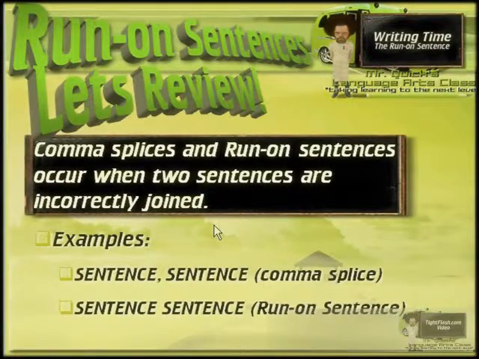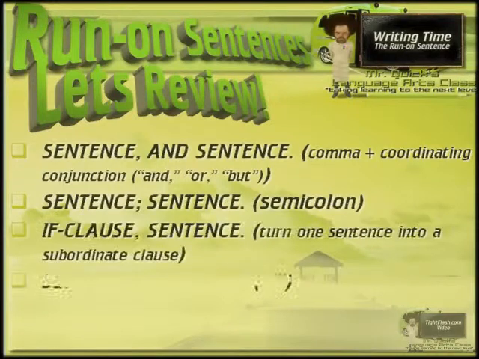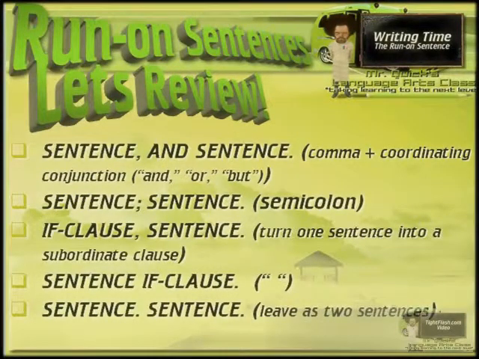Okay, so let's review real quick. Comma splices and run-on sentences, one and the same, occur when two sentences are not joined correctly. I want you to think of the two sentences as two independent clauses. And when we have two independent clauses next to each other, we can't just join them with a comma, and we can't leave them alone. We have to do something to them. So that's our review.